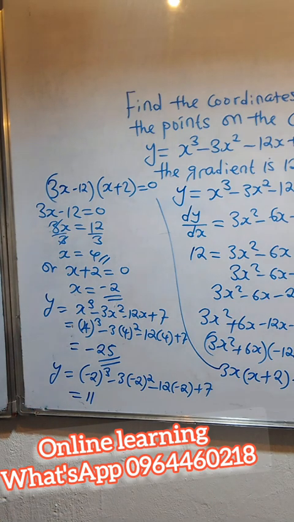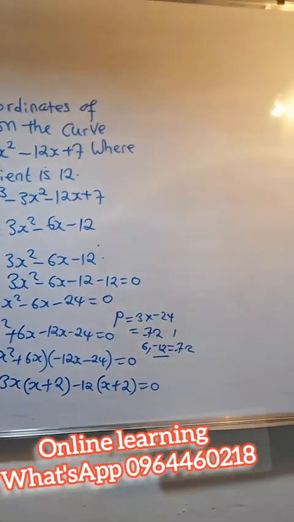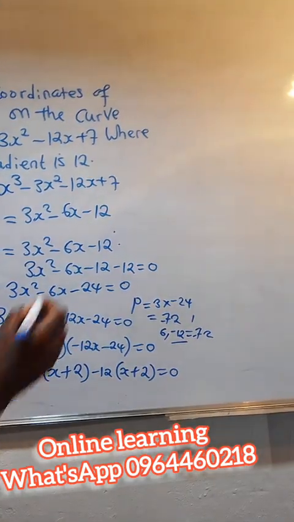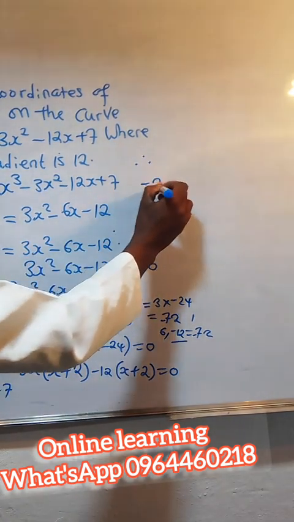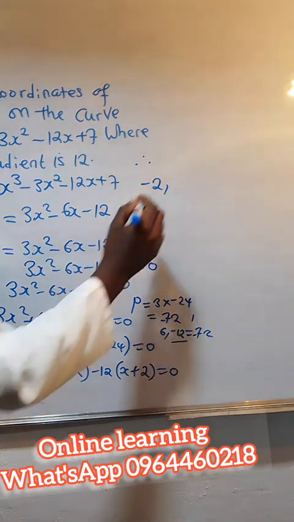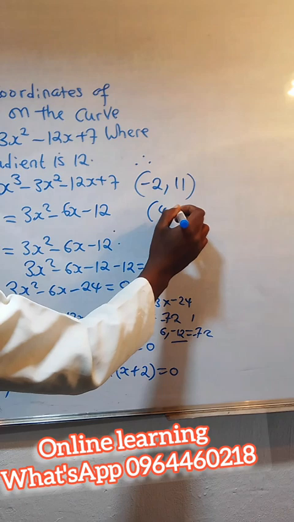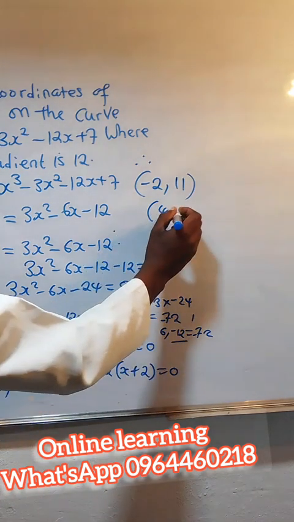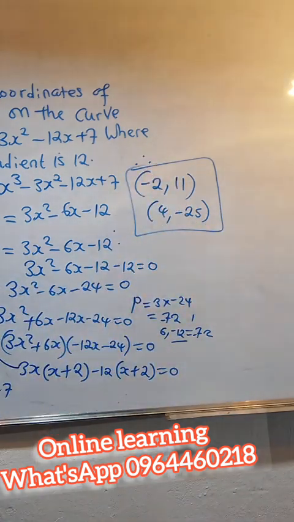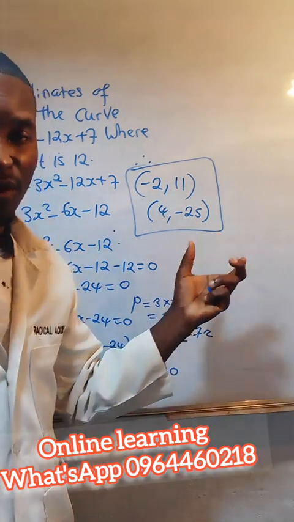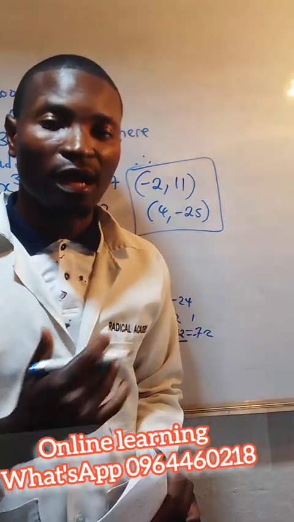Therefore, the points are going to be negative 2, 11, and the other one is 4, negative 25. So these are the points that they want you to come up with. So this is how you can go about answering this question.